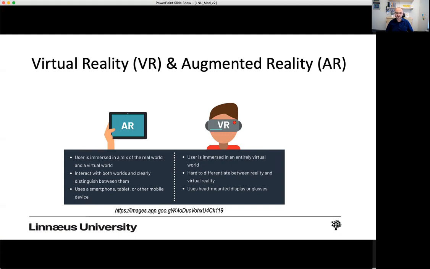Essentially every smartphone today has some kind of AR capability. The idea is that the user is immersed in a mix of realities, so the user can see the outside world, but then on the phone they can see the virtual world. So it's a combination of the real world and the virtual world, and the user can interact with both of these worlds, but can also see the difference between the two. Most smartphones and tablets today have this capability.